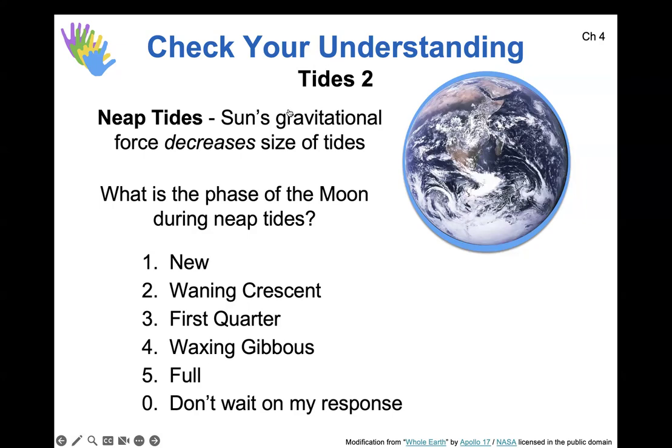Indeed, it is the first quarter. The first quarter is exactly that orientation, which is a good review, actually, of the type of stuff we were talking about when we were just talking about phases, right?